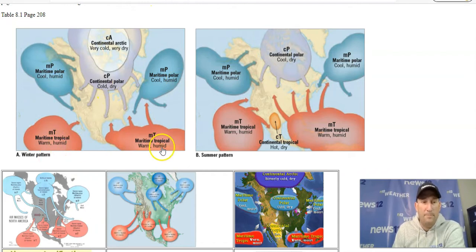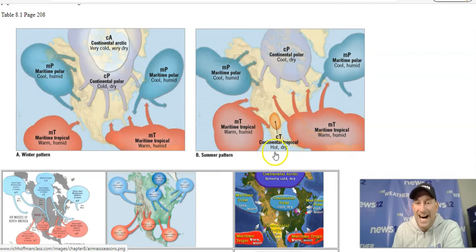So take a look at the wind flow: continental polar, continental Arctic, maritime polar, maritime tropical. Notice maritime off the water is warm and humid. Maritime polar, cool, or it can be cold and humid or cold and moist. Our wind flow predominantly in the winter is this continental polar air mass. Our wind flow predominantly in the summer is this maritime tropical.